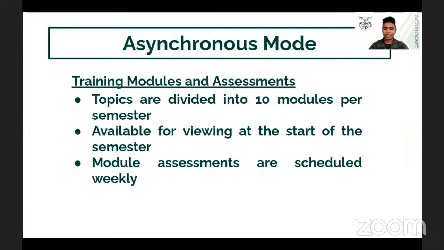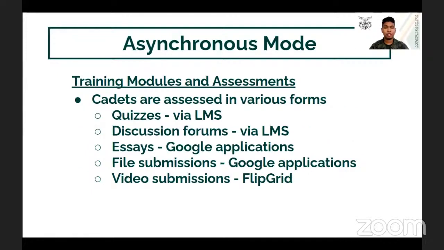NSTP Common Module topics and Military Science topics are divided into 10 modules per semester. All modules are available for viewing at the start of the semester in the LMS, but the module assessments are scheduled weekly. Cadets are assessed in various forms, such as quizzes and discussion forums, which are done through the LMS, essays and other file submissions, which are done using Google applications, and video submissions of practical exercises uploaded in Flipgrid.